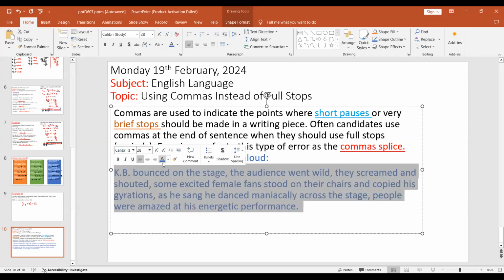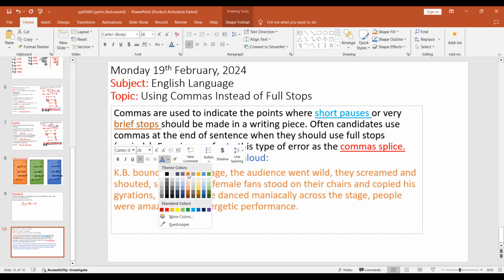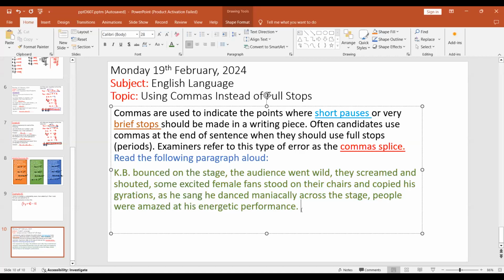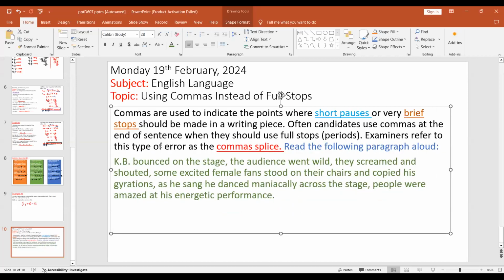Okay, good. So, Eltronic, read this paragraph for me, please. Wait, one moment. Let me change the color first. Okay, good. Go ahead. KB bounced on the stage. The audience went wild. They screamed and some excited female fans stood on their chairs and copied his gyration. As he sang, he danced maniacally across the stage. People were amazed at his energetic performance. Very good. I see your hand raised. What happened?